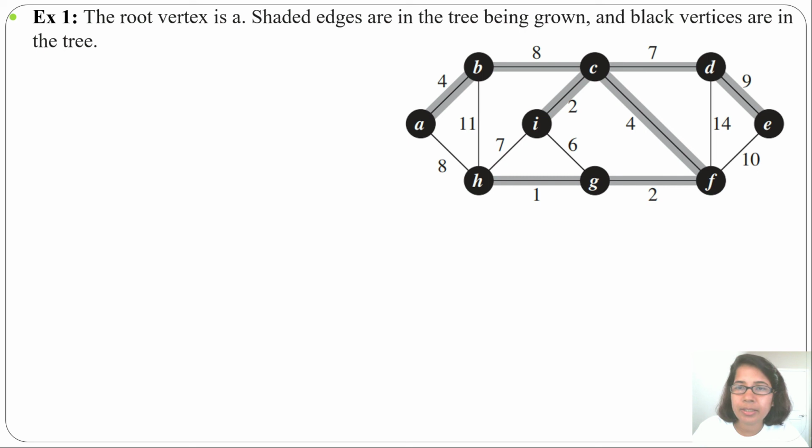In today's lecture, I discussed Prim's algorithm with an example. In the next lecture, I will discuss Kruskal's algorithm.